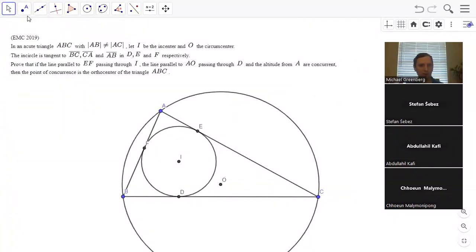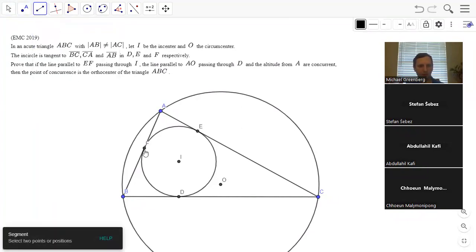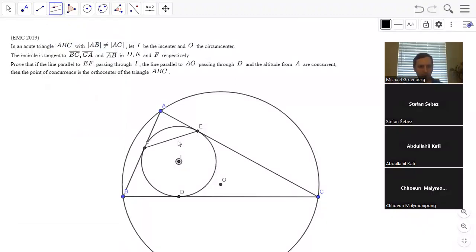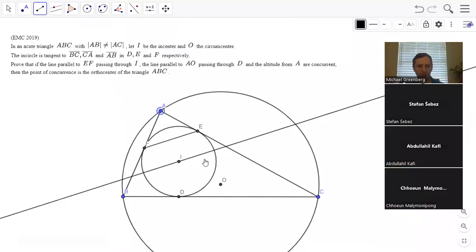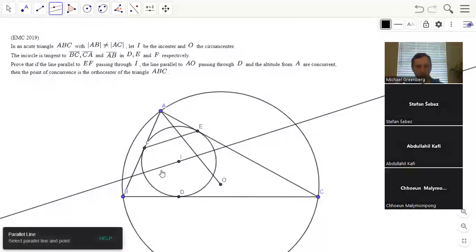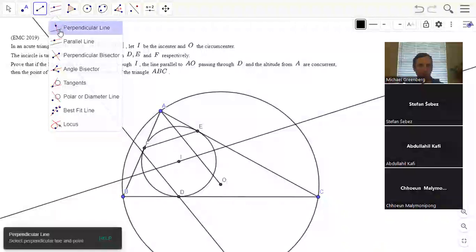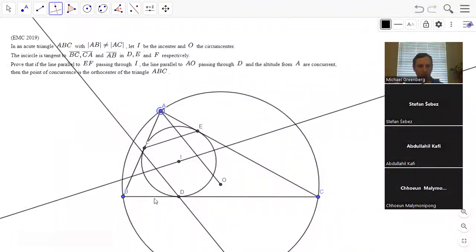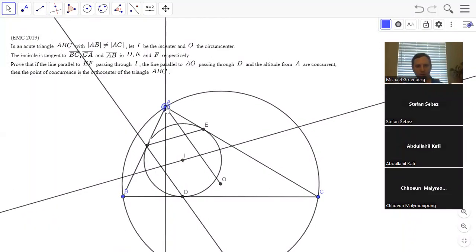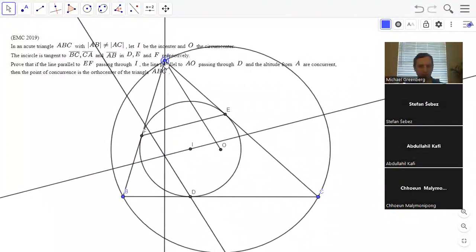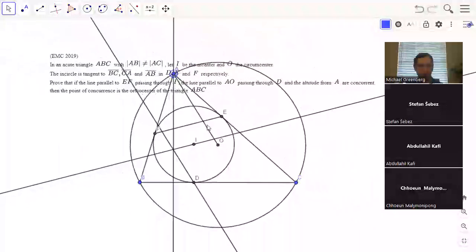That if the line parallel to EF through I, so we draw a parallel line here, and the line parallel to AO through D, that's kind of interesting. Parallel to AO through D, and the altitude from A. I don't know if this is exactly like the problem I did. Are concurrent. So if these concur, then they concur at the orthocenter. Interesting.